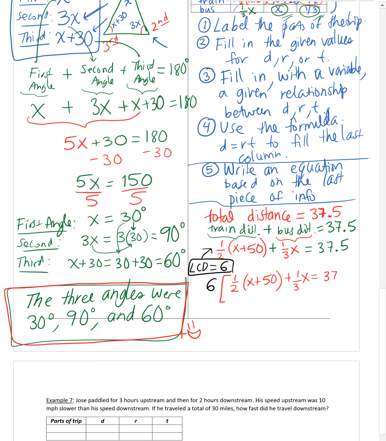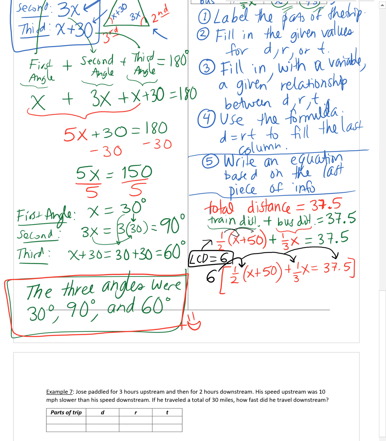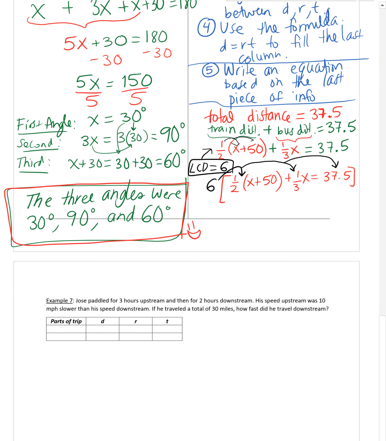So we're going to multiply this entire equation by 6. And that should make it look simpler and there'll be no more fractions. Because I'm not really getting excited about multiplying this 1/2 in here. But it's going to be a lot easier. So I'm going to take this 6 and multiply it by each term. 6 times the 1/2, 6 times the 1/3, and then 6 times this 37.5. And that'll do it. All right.